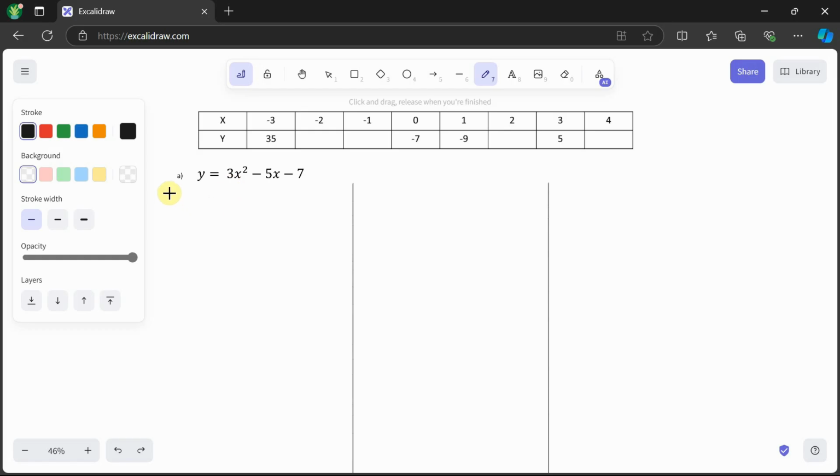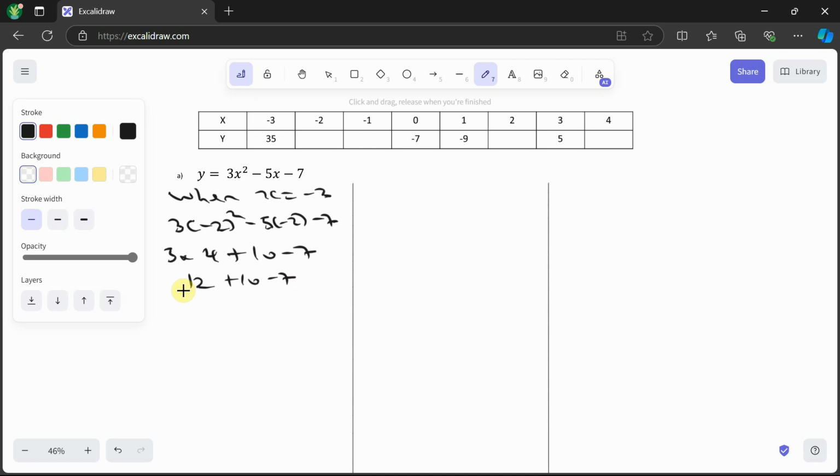So when x is minus 2, that will be 3 open brackets minus 2 all squared, minus 5 open bracket minus 2, minus 7. 3 times minus 2 all squared is 4 times 3, which is 12. Minus 5 times minus 2 gives you plus 10. Then minus 7. So 12 plus 10 minus 7 is 22 minus 7, which is 15. So the answer is 15.